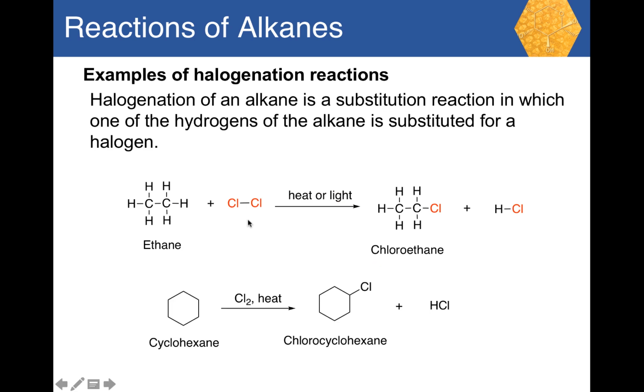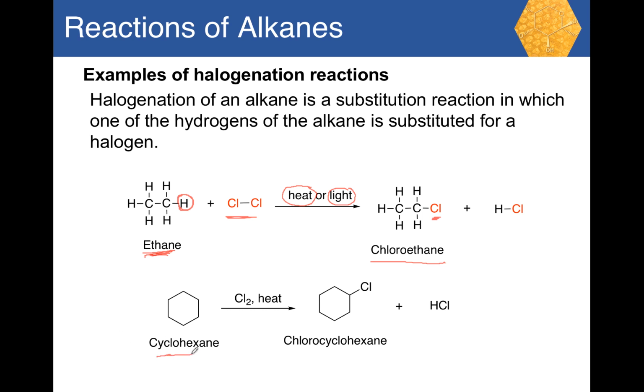So let us apply that here. So here we have ethane. If you're asked to predict the product of the reaction of ethane with chlorine in the presence of heat or light, what would be the product? You take off one of these hydrogens and put on a chlorine to get this type of molecule, chloroethane.